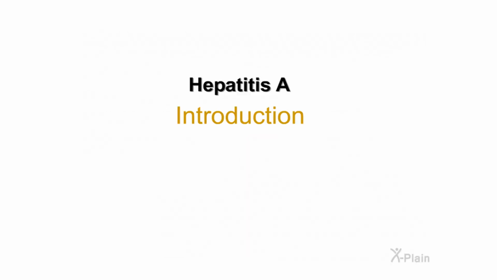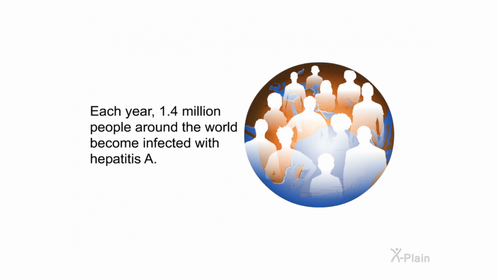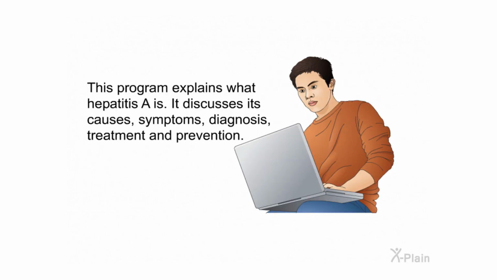Hepatitis A Introduction. Hepatitis is an infection of the liver that is caused by a virus. The Hepatitis A virus is one of the many viruses that cause hepatitis. Each year, 1.4 million people around the world become infected with Hepatitis A. This program explains what Hepatitis A is. It discusses its causes, symptoms, diagnosis, treatment, and prevention.